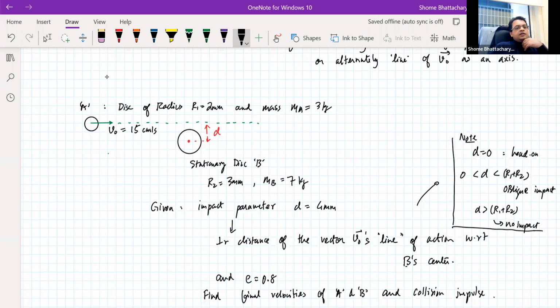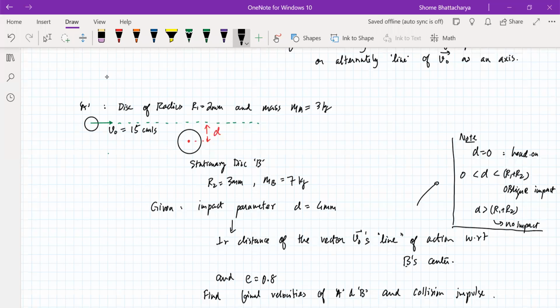Okay. And while implementing that, keep in mind that we have the option of taking the components of the vectors according to axes of our choice. So we can use the center to center line, that is the line of impact along which the impulse actually acts. We can take that as our x-axis. That might be convenient. Or on the other hand, we can also take the line of action of V0 as our x-axis. That might also be convenient. So as may be the case, whichever is more convenient, we will go with that option.